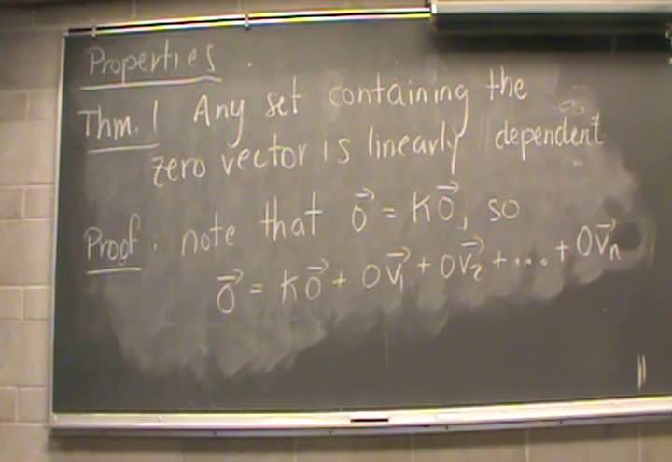The first property we'll take a look at regards the 0 vector. Theorem 1 says any set that contains the 0 vector must be linearly dependent. That means that any set containing the 0 vector is not linearly independent. The proof isn't too difficult. We just have to note that the 0 vector is equal to some scalar times the 0 vector. So we can write 0 is equal to k times 0, and then we just drop all of the other vectors in the set off. So what we get is that the 0 vector can be expressed as a linear combination of these other vectors where we don't have the trivial solution.